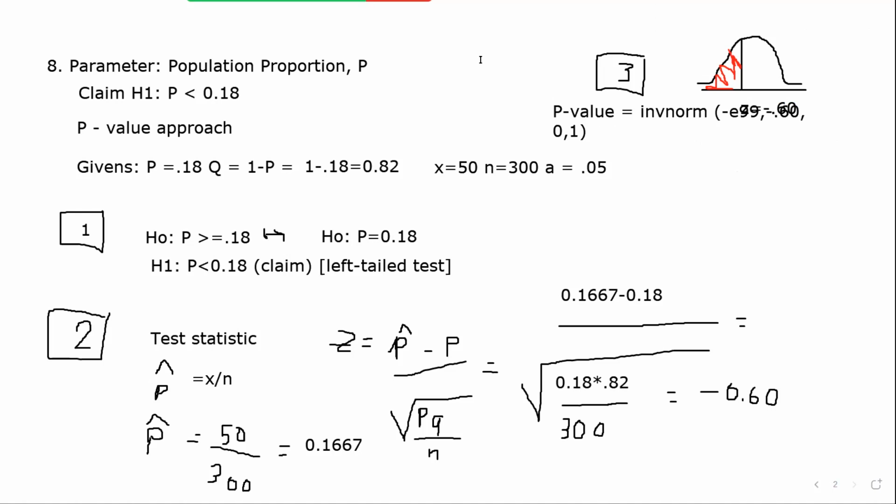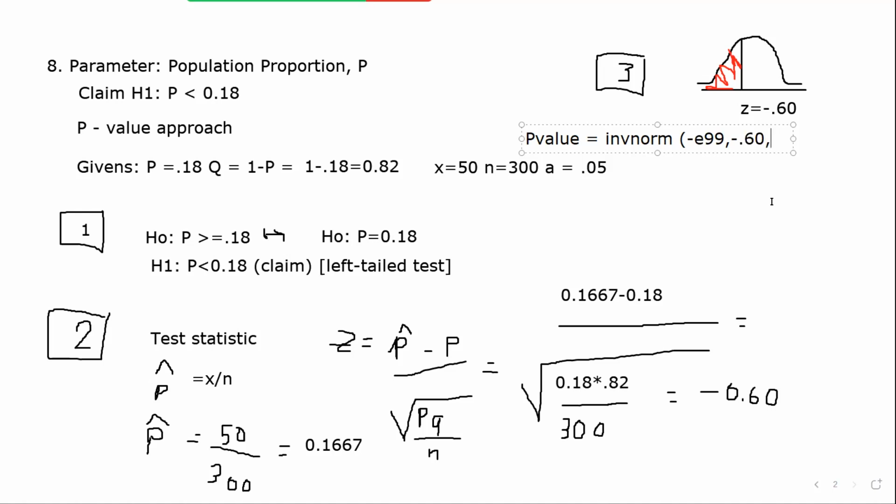Let me write it over here. Okay, so our p-value is inverse norm of negative E99, 0.60 and negative 0.6001. I haven't computed that, but can you tell me what you get when you do that, Jason? And I'll verify when I'm done here.